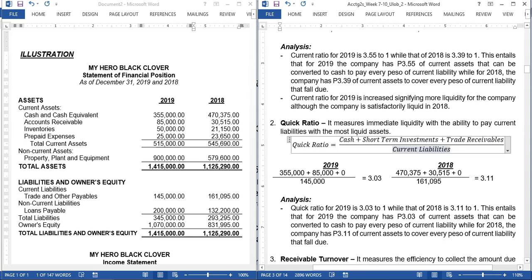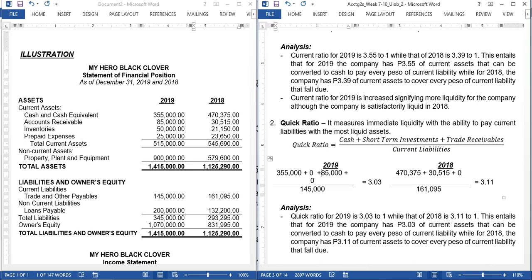Quick assets divided by current liabilities. So, like, for example, 2019, so you do have here 355 plus, baliktad na siya, dapat 0, then plus, saan yung plus natin? Ayan.